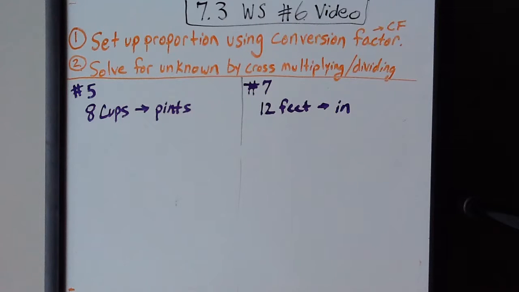Sixth grade, this is 7.3 worksheet number 6 video. We still need to follow 2 steps. Set up the proportion using a conversion factor, and then solve for the unknown by cross multiplying and dividing. Be sure to label the correct units. And number 5, we have a word problem.